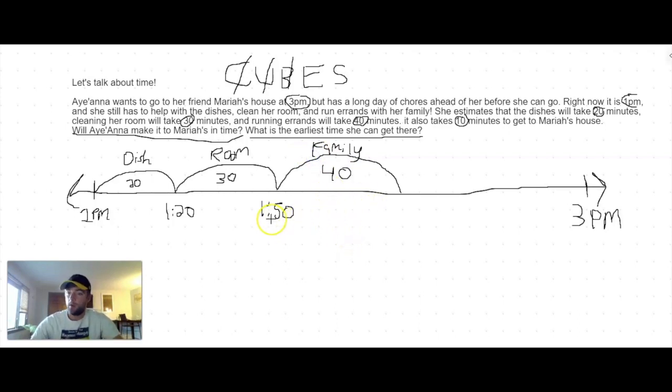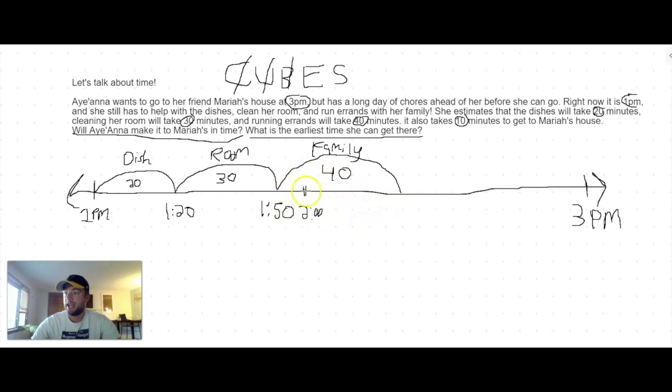So we need to figure out 1:50 plus another 40 minutes. Now this is probably where some of you might be tempted to make a mistake. But we know that there are only 60 minutes in an hour. So if we jump 10 minutes first, that takes us to 2 p.m. So 1 p.m. to 2 p.m. is 60 minutes. So we want to make sure that we don't add 40 and 50 and go to 190, because there's no time called 190.